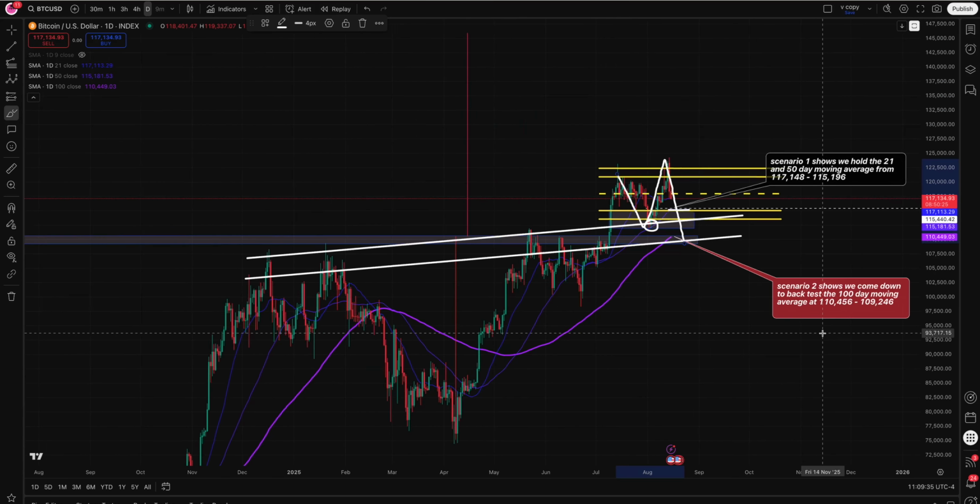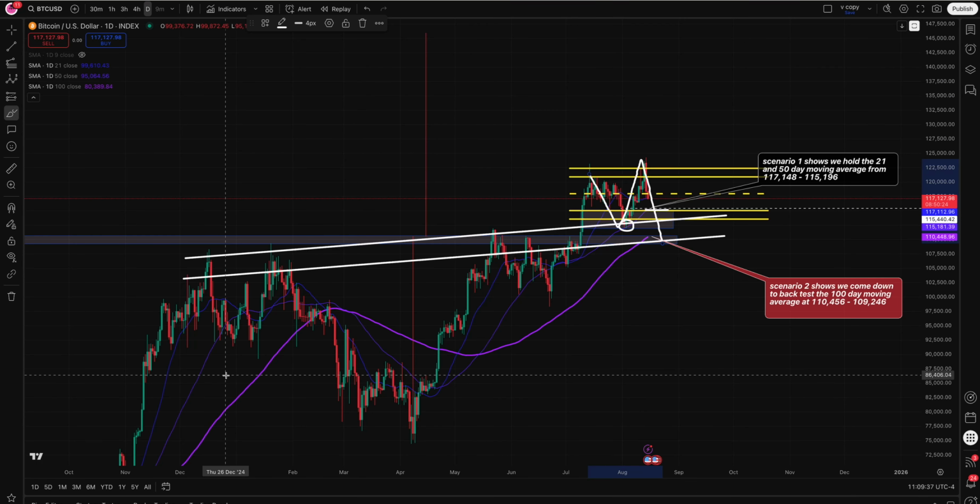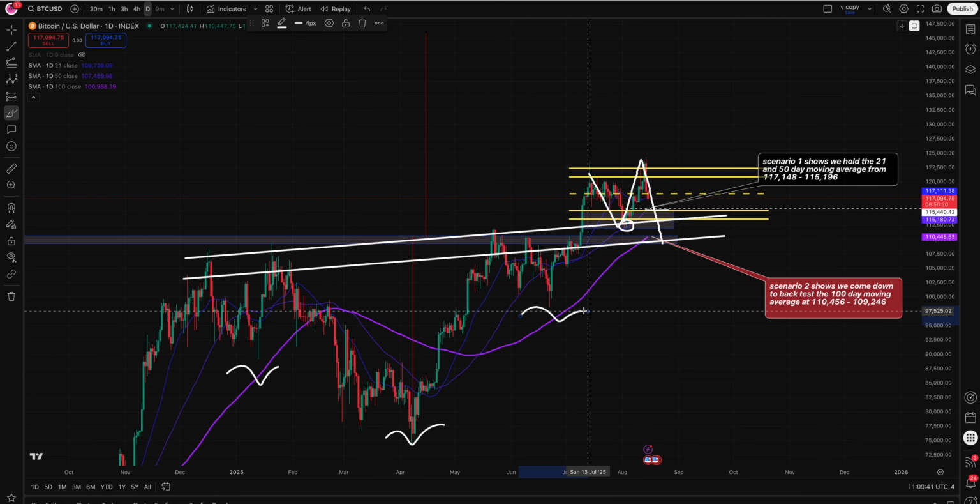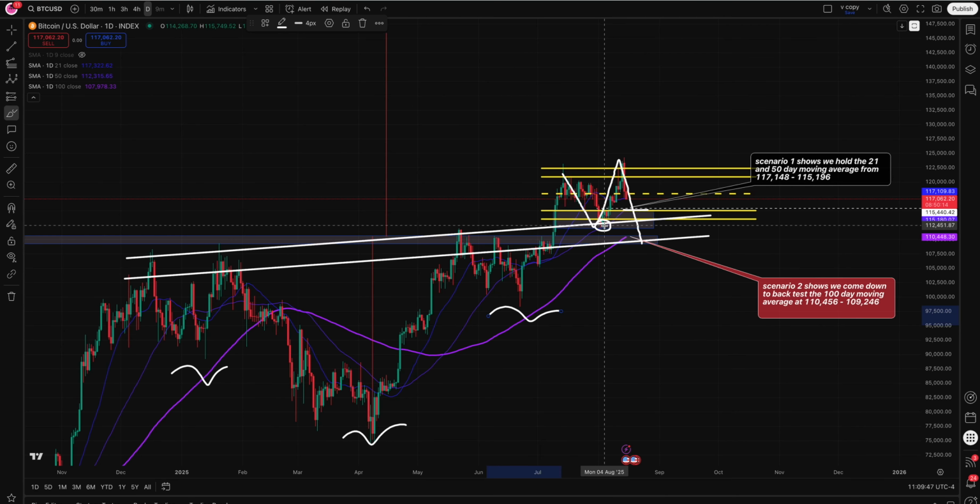Now, if we take a look at this on the macro, what do we have here? We have a left shoulder, you have your head, and then you have your right shoulder. But when have we ever back tested the neckline of this inverted head and shoulders pattern? We tapped it here slightly, but I'm looking for something a little bit deeper to fully back test this neckline, right?